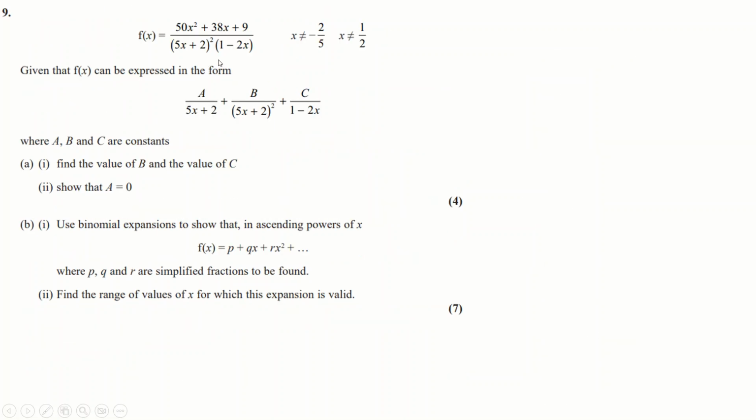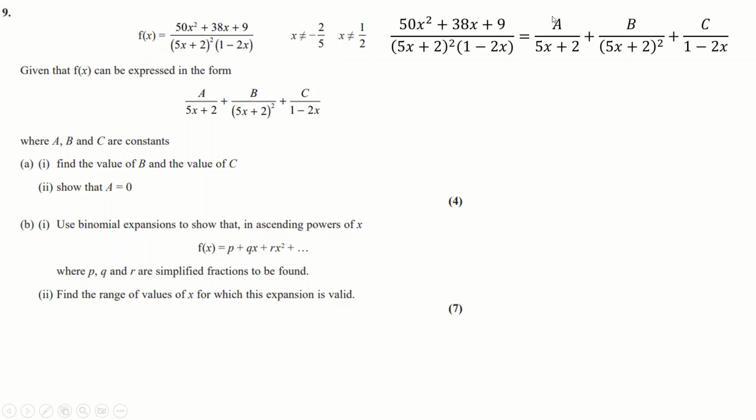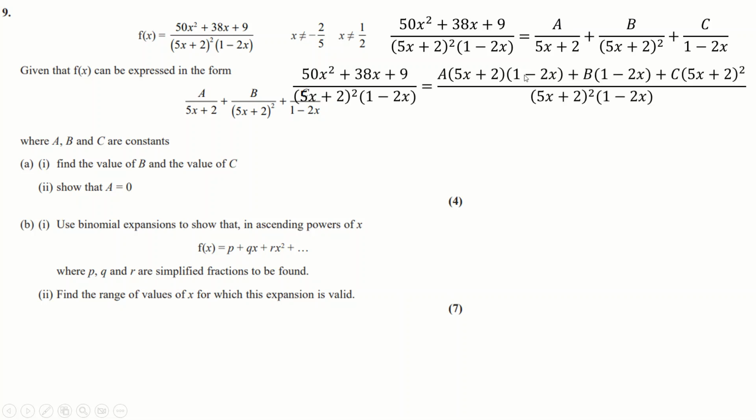Good. Question number 9. So just partial fractions here. So this thing equals this thing. And then times this one by, it needs an extra 5x plus 2, and it needs 1 minus 2x. This one just needs a 1 minus 2x, and this one needs 2 of those to get all the denominators to match.